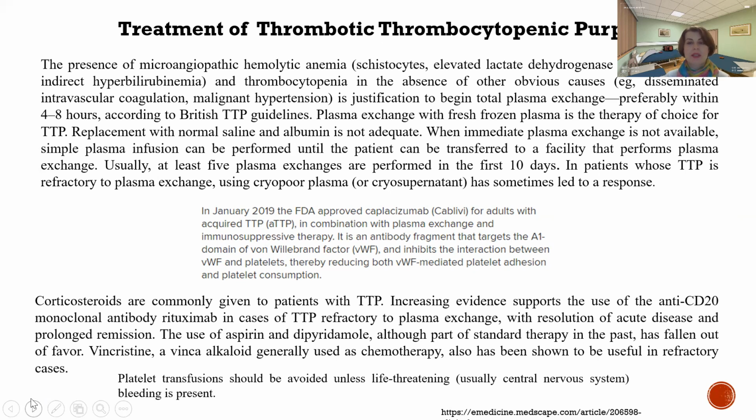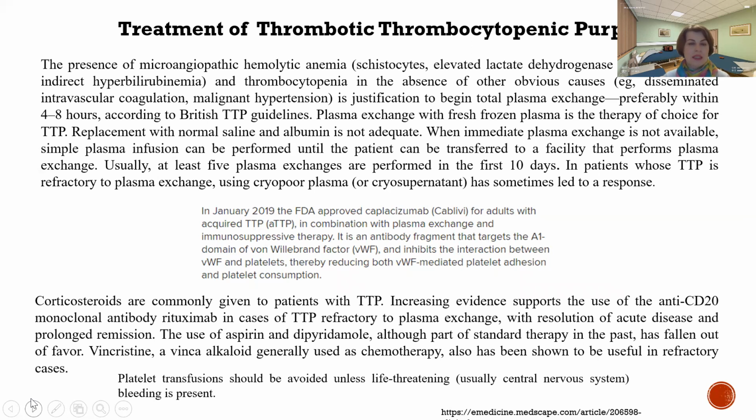When an immediate plasma exchange is not available, simple plasma infusion can be performed until the patient can be transferred to a facility that performs plasma exchange. Usually, at least 5 plasma exchanges are performed in the first 10 days. In patients whose thrombocytopenic purpura is refractory to plasma exchange, using cryoplasma or cryosupernatant has sometimes led to a response.